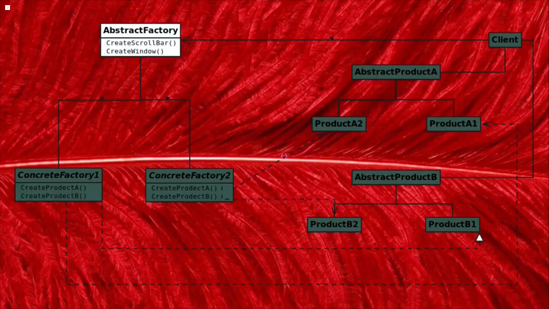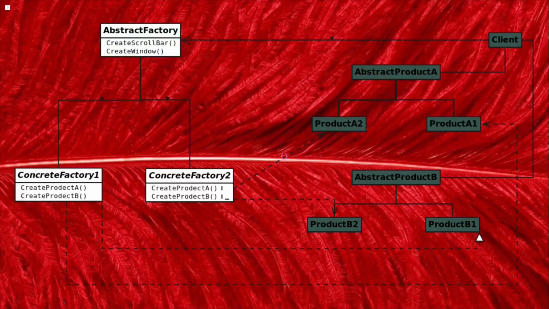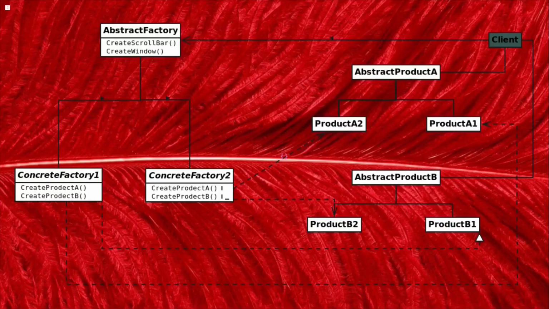UML. Abstract Factory declares an interface for operations that create abstract product objects. Concrete Factory implements the operation to create concrete product objects. Abstract Product declares an interface for a type of product object. Concrete Product defines a product object to be created by the corresponding concrete factory. Client uses only interfaces declared by Abstract Factory and Abstract Product classes.